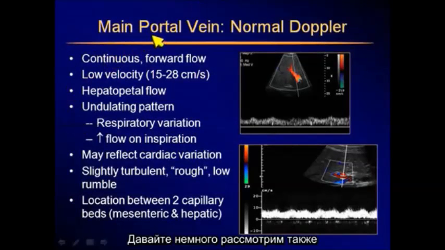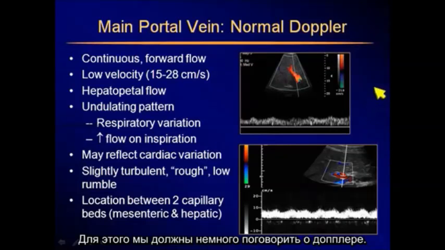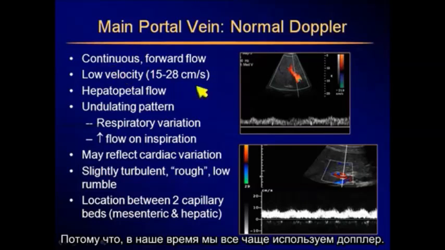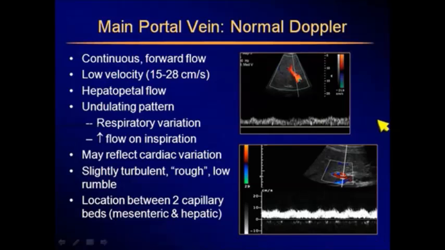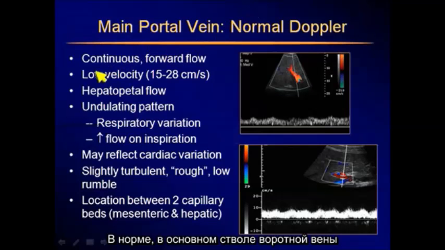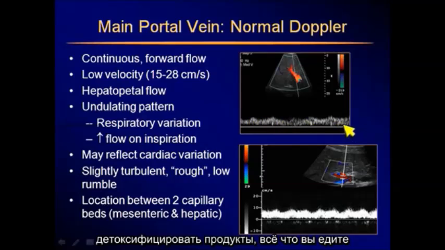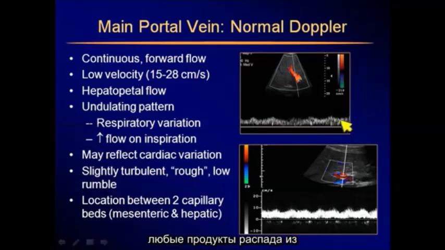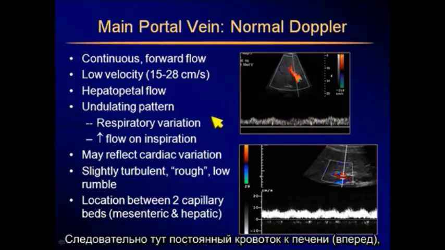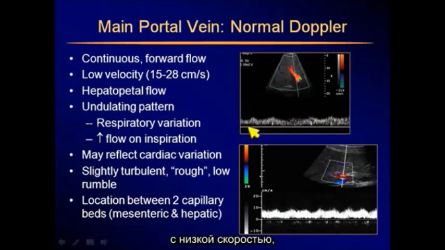Let's look a little bit at the portal veins. For this, we have to talk about the Doppler a little bit, because nowadays we do more and more Doppler. In a normal main portal vein, we have continuous forward flow. The liver is always available for detoxification of substances, anything that you eat, any breakdown products from the spleen, the gut, etc. So it's constant forward flow with a low velocity.